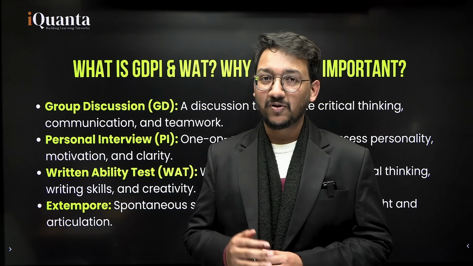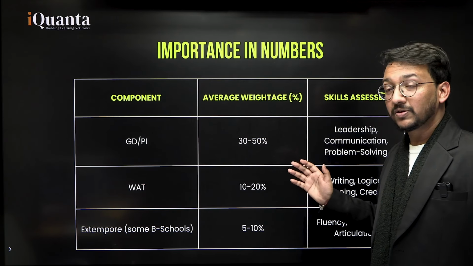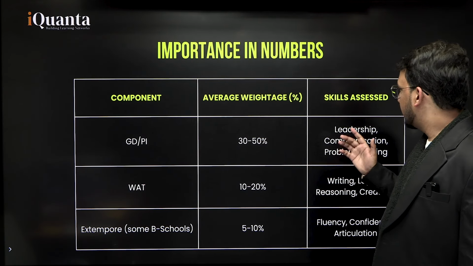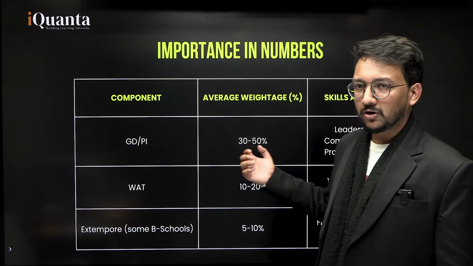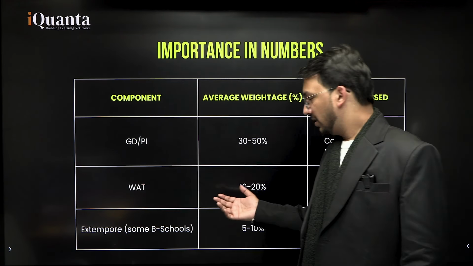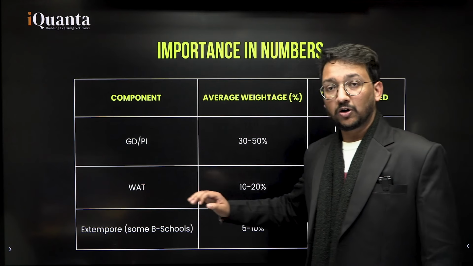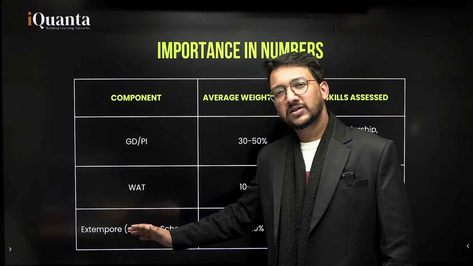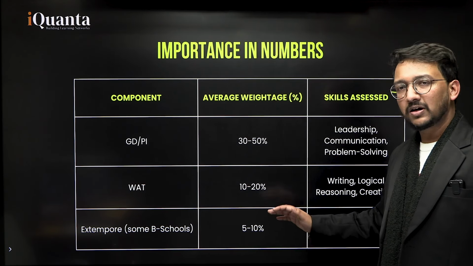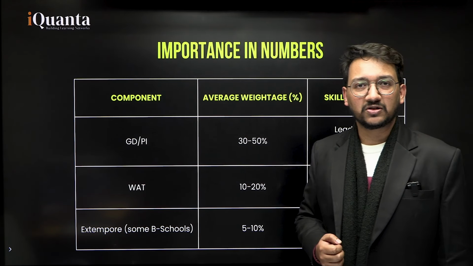Moving on, if we talk about GDPI, the average weightage in top B schools is 30 to 50%. Some of the skills assessed are leadership, communication, and problem solving. The WAT, or written ability test, has a weightage of around 10 to 20% in your final selection criteria, and it tests your writing, your logical reasoning, and your creativity. Extempore is there in only certain B schools, the average weightage is around 5 to 10%, but it checks your fluency, your confidence, and your articulation as well.